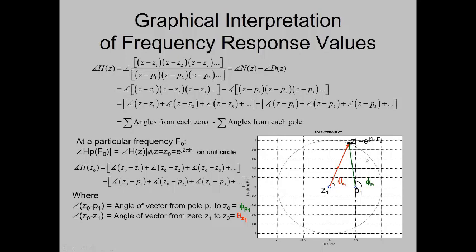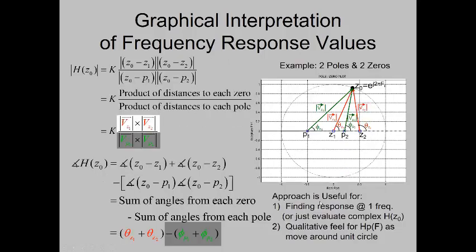So I can use the vector lengths to find the magnitude. I can use the vector angles to find the phase. Okay, let's do that with a couple of poles and zeros because it's a little clearer if we have more than just one. Here I have a case, same operating point, z0, but now I have two zeros and two poles. We're going to draw vectors from all of those to that point of operation, which represents operating the system at frequency f0 or determining the transfer function at z equals z0.